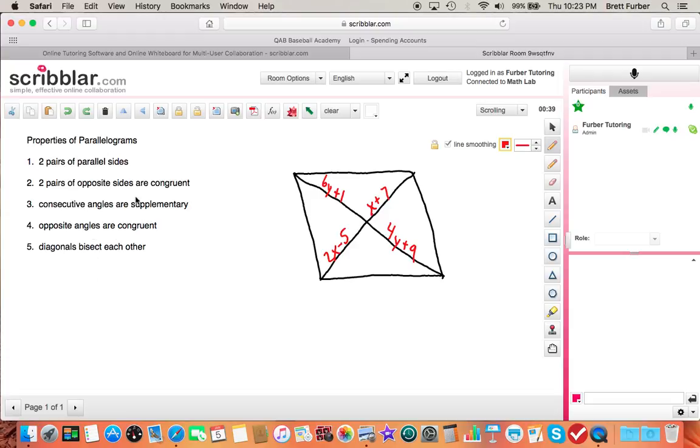So the only one of these properties that deals with diagonals is number 5. Diagonals bisect each other, which you should remember. If they bisect each other, that means that they meet somewhere. And when they bisect, it means that each piece or each side of the line is equal to the other side. So that means that this side and this side are equal to each other, and this side of that diagonal and this side are equal to each other.